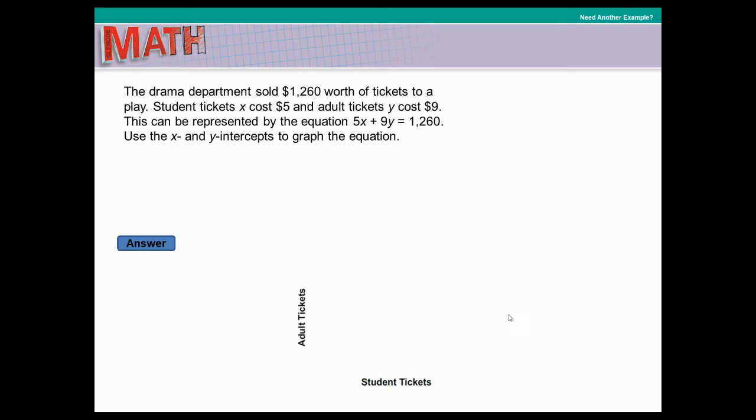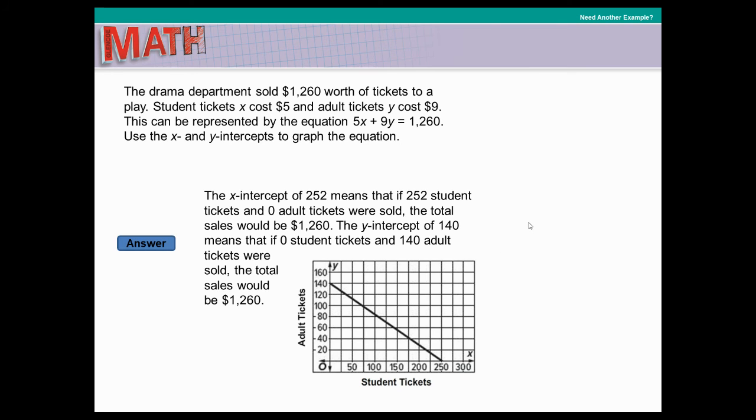And again, here's your chance to do one for yourself. You see what you're going to have student tickets as X and your adult tickets as Y, and then solve for when X is 0 and when Y is 0, find the X and Y intercepts. Hopefully you paused it. And here it is. And again, it tells you what each of those means. So once again, if you have questions, please be ready to ask on Wednesday.